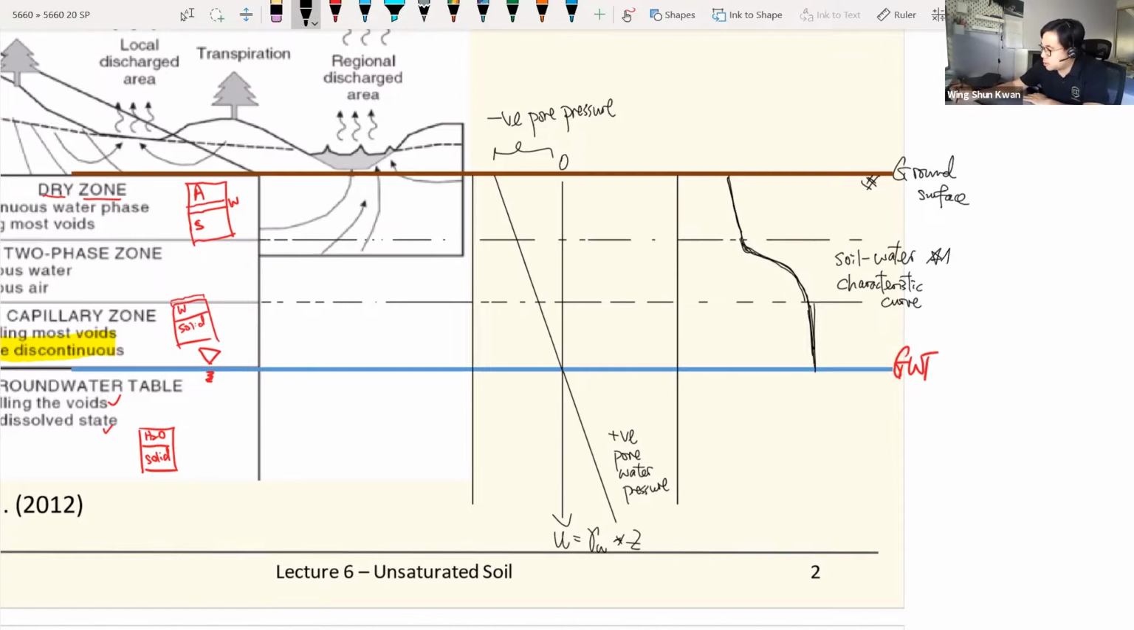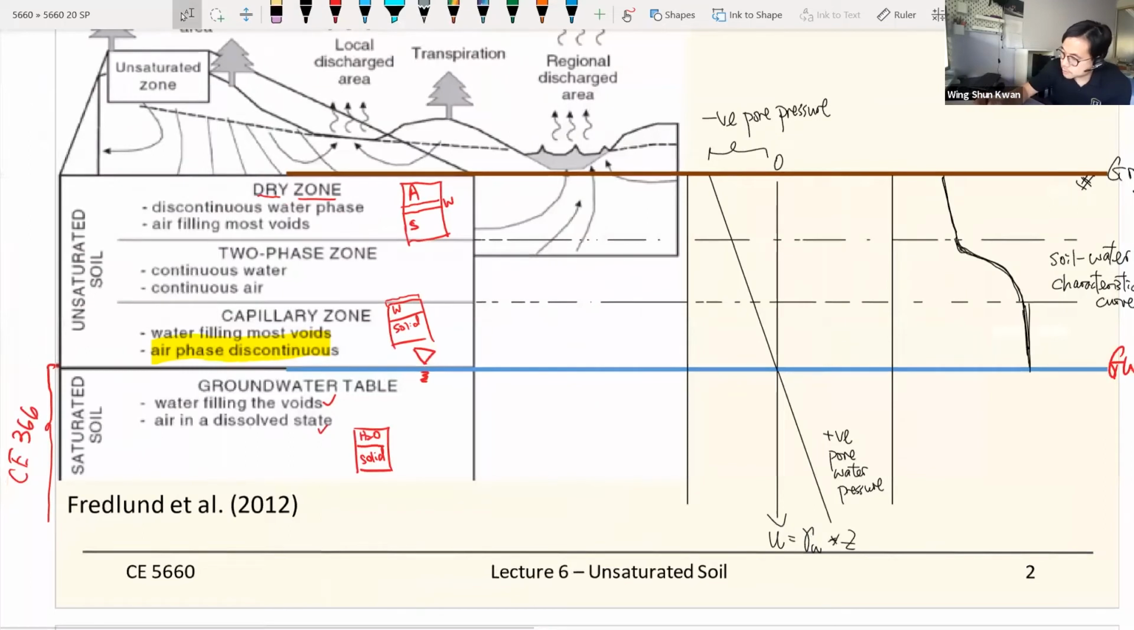And this is the key fundamental of unsaturated soil mechanics. In this course, these two weeks, we spend a lot of time talking about this curve. And another quick terminology for this zone is we usually call it the vadose zone.